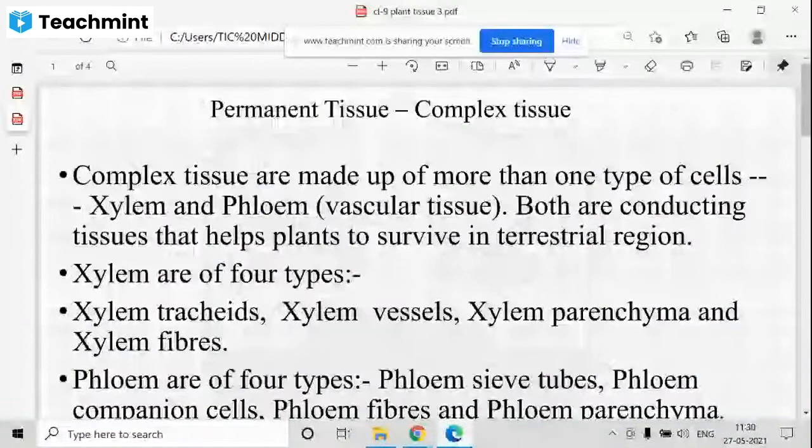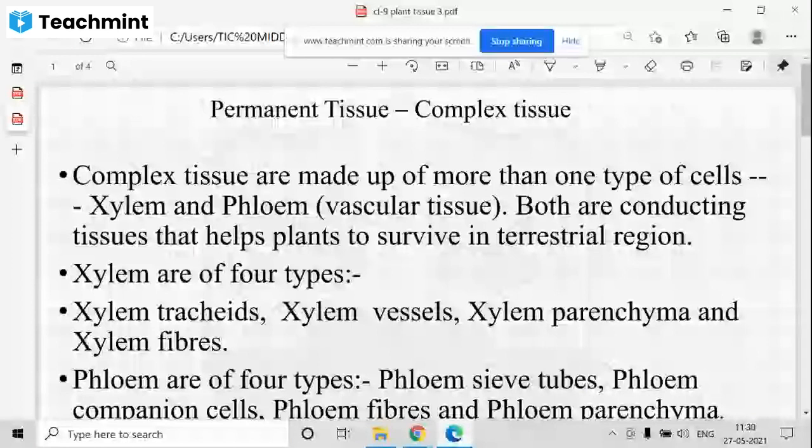You have studied in class 7 that xylem is responsible for uptake of water and mineral salts from the roots to the leaves through the stem. Whereas phloem, what does it do? It brings up all the food prepared by photosynthesis in the leaves, and it is distributed throughout the plant. Therefore, xylem is unidirectional, it goes in one direction, one way traffic, whereas phloem is both way traffic.